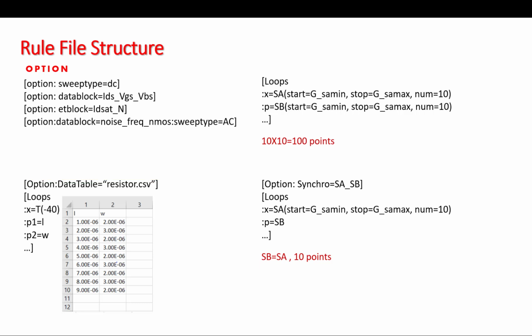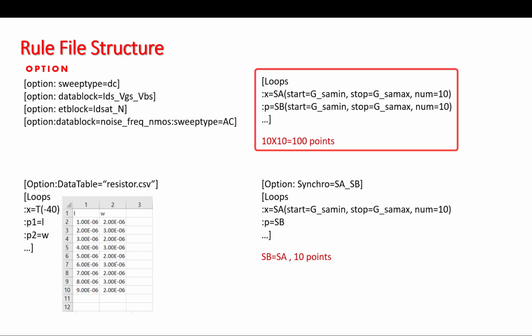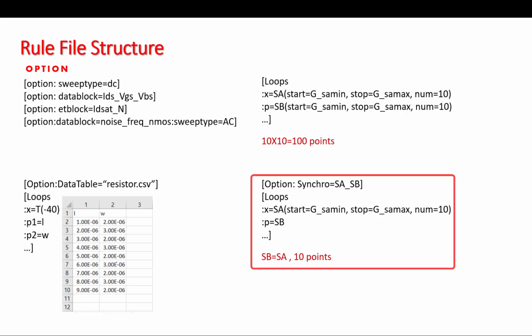The other way is, for example, SA SB. If you have 10 points for SA and 10 points for SB, finally you have 100 points. In most of the models we run, SA is actually equal to SB. So we don't want the 100 points, we only want 10 points. In the option part, you can use the synchro to sync SA and SB. Then in the loops part, you only need to provide the sweep for SA, and SB will automatically synchronize to SA. So finally, you'll still only have 10 points.